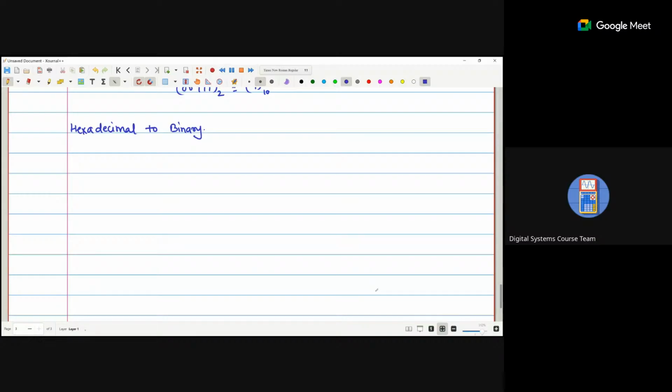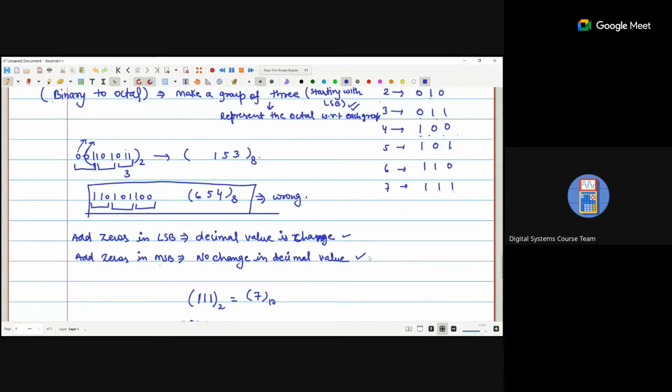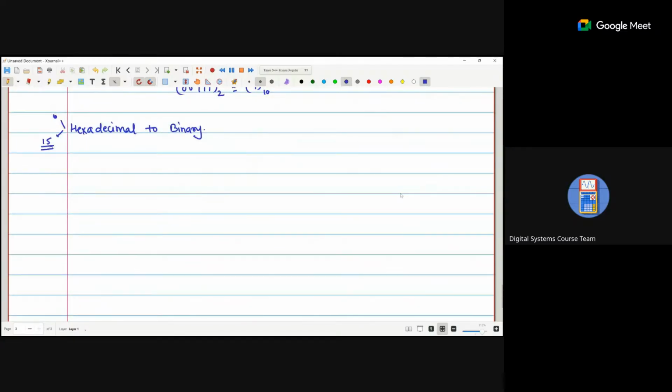Now in hexadecimal, the values should be represented from 0 to 15. We saw that with 3 bits only a maximum value of 7 is possible. So for the representation of 15, we require more bits. Now the weights are 8, 4, 2, 1. 7 we already represented. If we go with 8, the value is 1, 0, 0, 0.